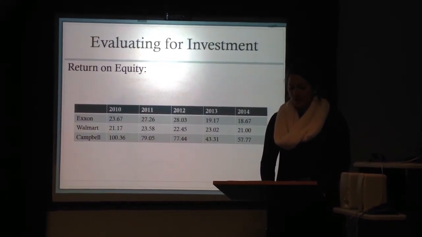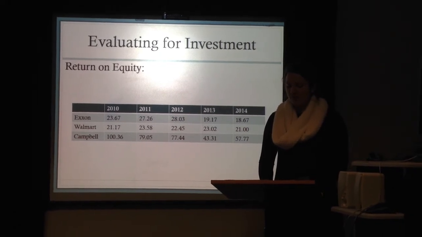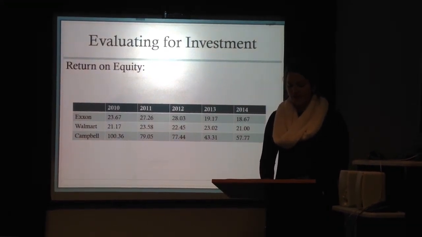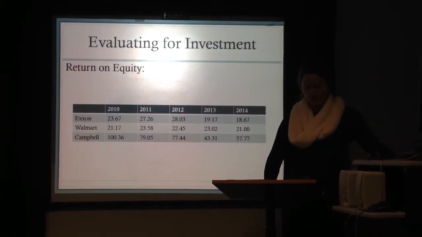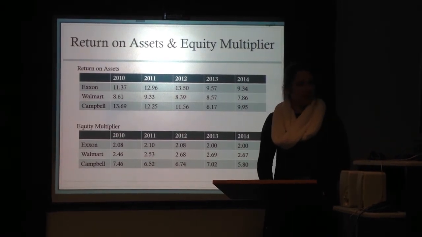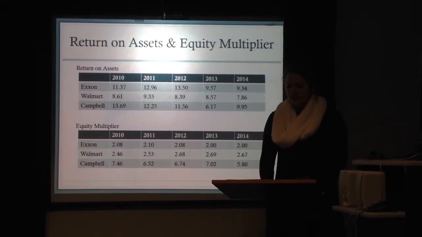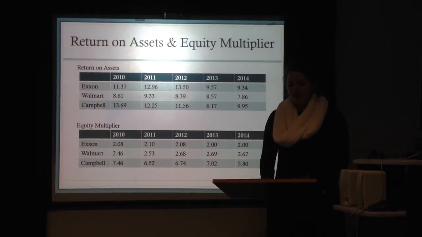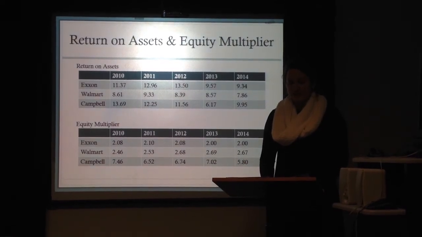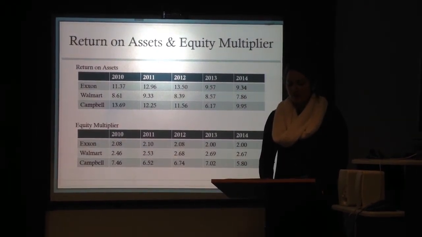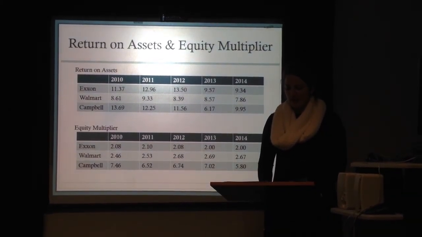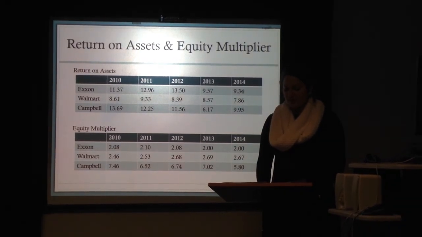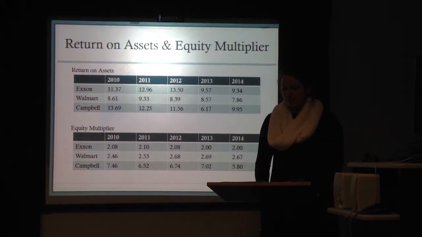So, in order to answer the required question, we must delve more deeply into the DuPont analysis using return on assets and our old friend, the equity multiplier. Return on equity equals return on assets multiplied by the equity multiplier. Return on assets will tell us how much profit each company is making from every dollar of assets, and the equity multiplier will tell us how much of the company's assets are funded by debt. Looking at the ROA of each of the companies, we see that Exxon has a fairly high return on assets and relatively low equity multipliers. Walmart also has decent ROAs and decently low EMs.